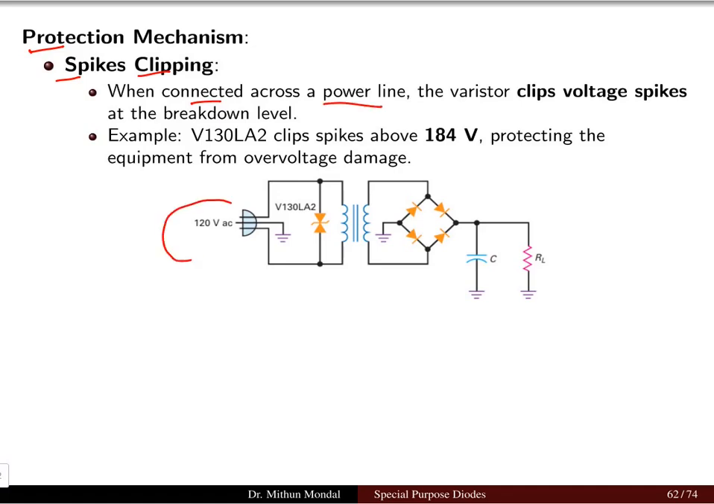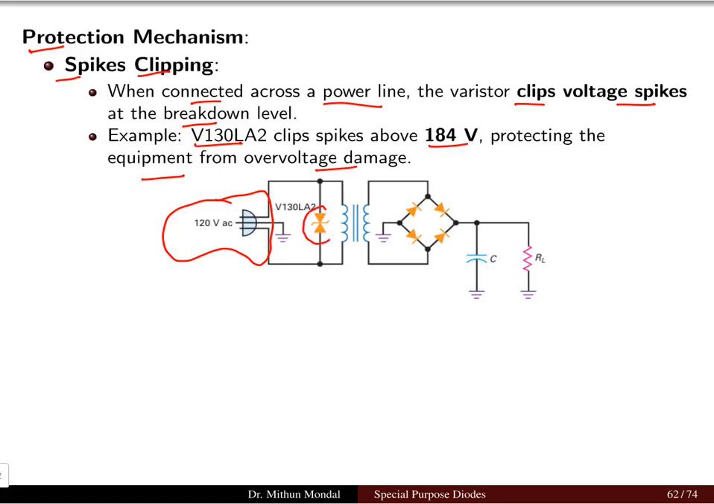So this is the power line of 120 volt AC, and a varistor, which is a back-to-back Zener diode, is connected across the power line. So the varistor will clip the voltage spikes at the breakdown level. If there is a voltage spike present, then it will clip. So we have seen that the varistor of a particular nature given by the manufacturer can clip the voltage above 180 volt, protecting the equipment from over voltage damage.